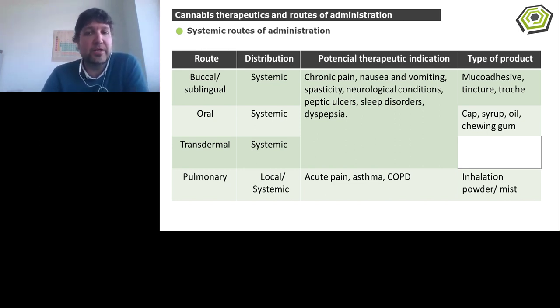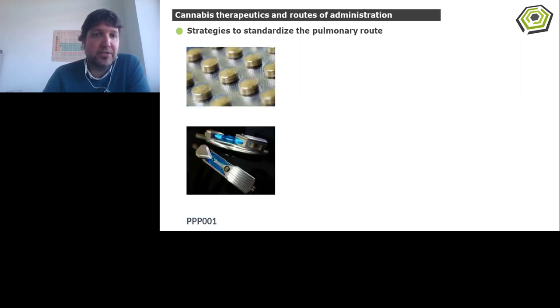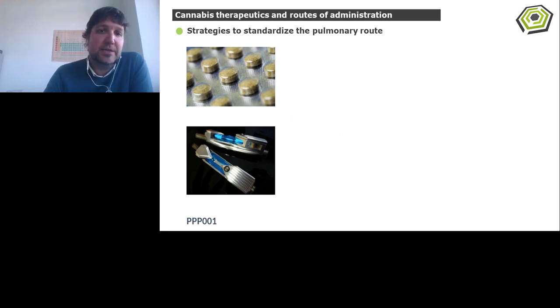And then on the pulmonary route, we have inhalation powders and mist, and also plant smoking or vaporizing. Some strategies to standardize the pulmonary route: this is a titanium pipe that has been used in clinical studies to determine absorption of tobacco. There's a company in Canada that has developed these pellets.